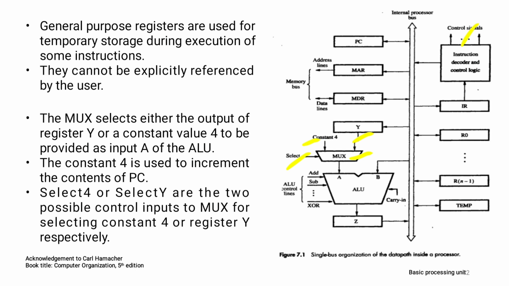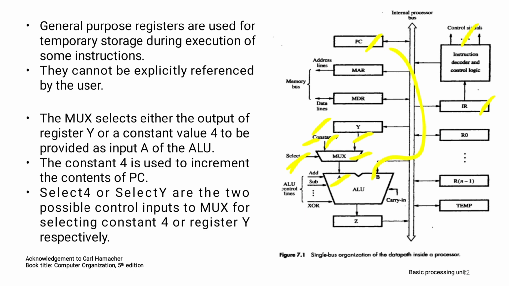This constant 4 is selected when generating the next word or next memory location address. Suppose PC is pointing to memory location 1000. So that instruction will be loaded and the processor will execute that. While the processor is executing that, PC has to be incremented by 4, that is one word. Means PC should be made to point to the next instruction. So for that, the select line will select constant 4, that will come here.